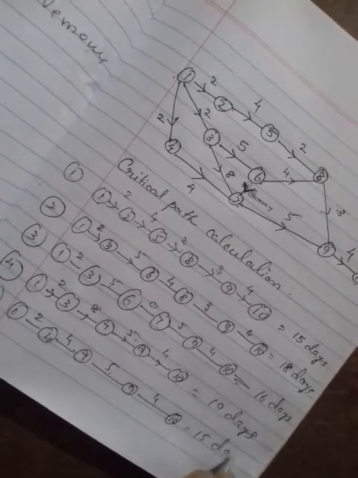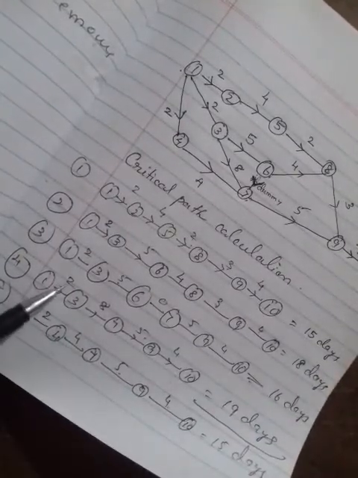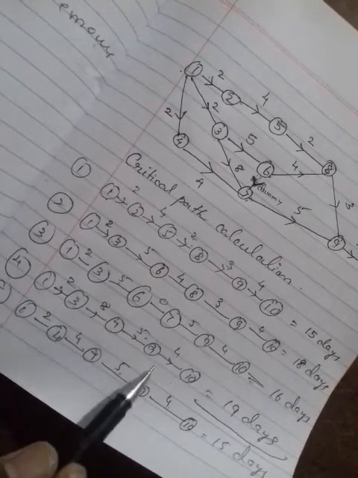So which is your critical path? Your critical path is the longest duration. Which is the longest duration? 19 is your longest duration. So this is your critical path. Okay, the critical activities are 1 to 3 and 3 to 7, 7 to 9 and 9 to 10. The durations are 2, 8, 5, 4.